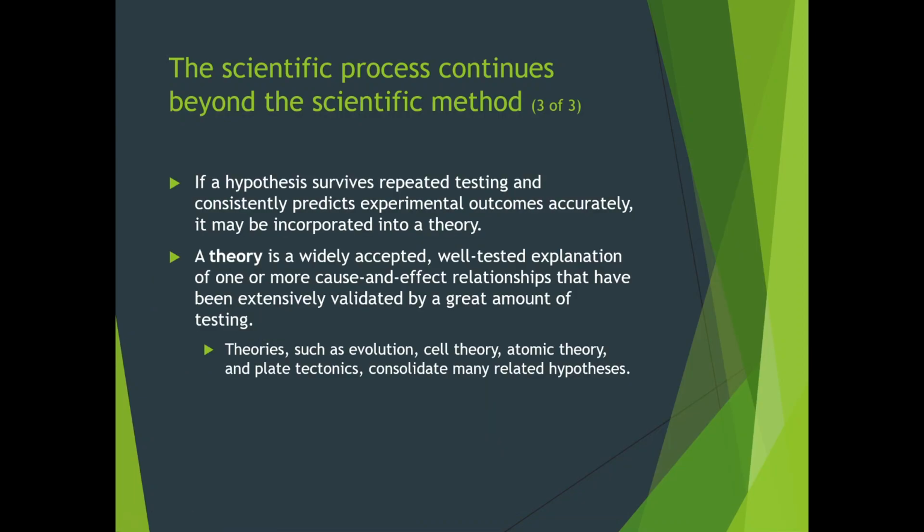Okay. Scientific practice continues beyond the scientific method. So if a hypothesis survives repeated testing, it becomes a theory. And a theory is the widely accepted, well-tested explanation of one or more cause and effect relationships. So this is not like a conspiracy theory where it's not proven. This is proven. A scientific theory is proven time and time and time again. And you too can do the same experiment and get the same results. That's what makes it a theory.